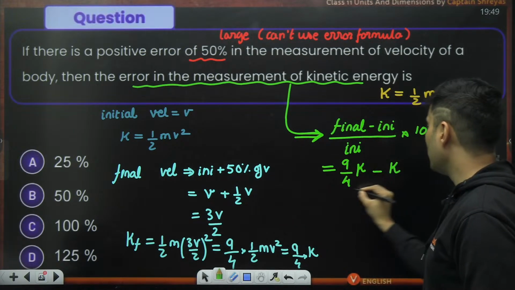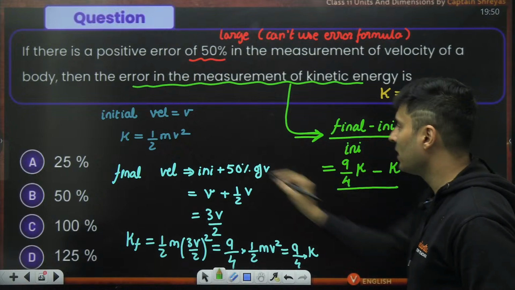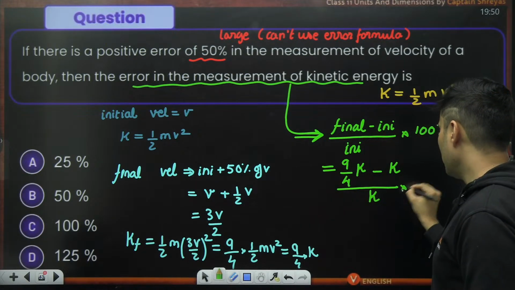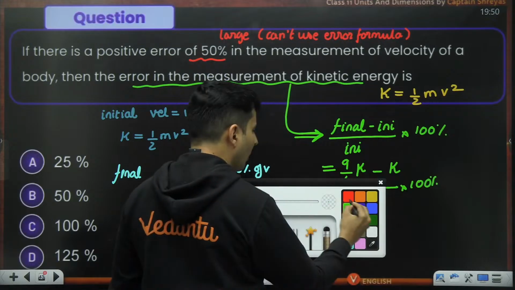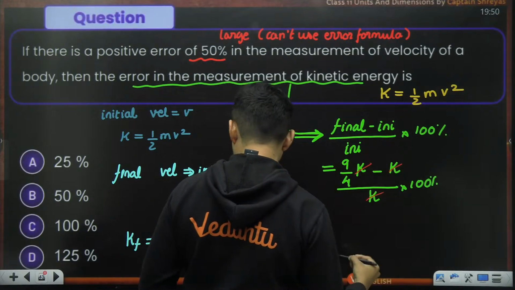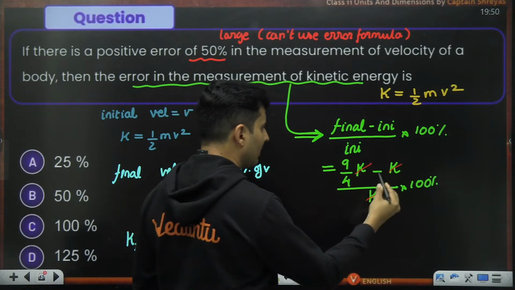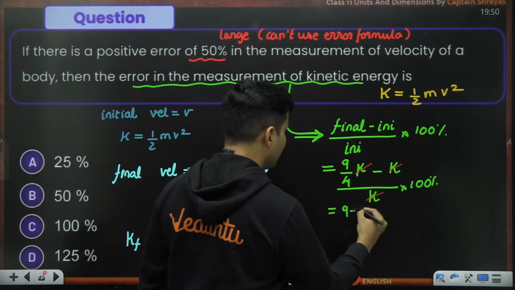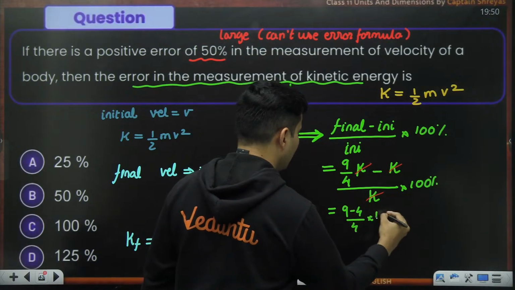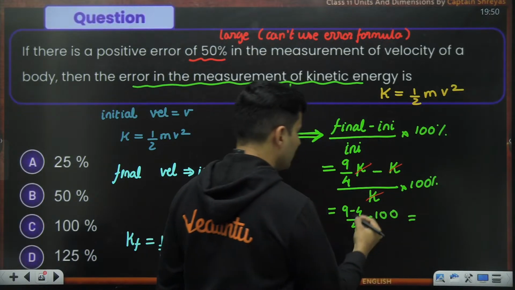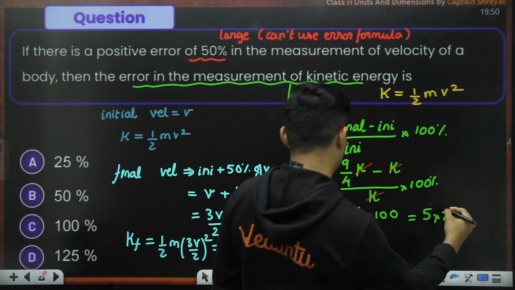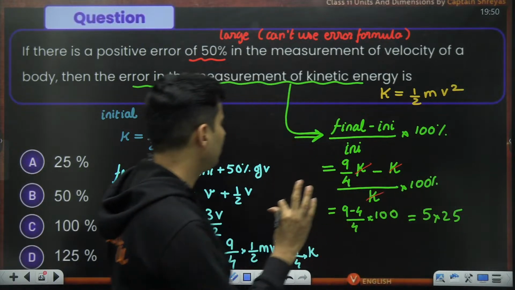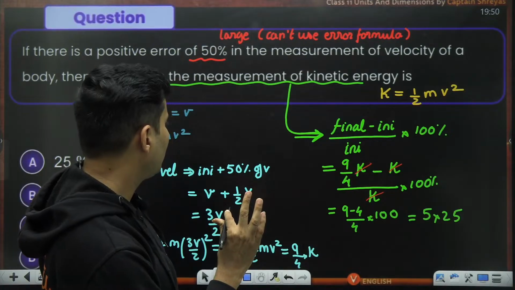It is K only. Whole thing divided by original, which is just K, whole thing multiplied by 100%. Obviously, this K and this K will cancel. So we are just left with 9 by 4 minus 1, which is 9 minus 4 by 4, multiplied by 100, which is 9 minus 4 is 5, and 100 by 4 is 25. Have we done some bad thing over here? 9 by 4.